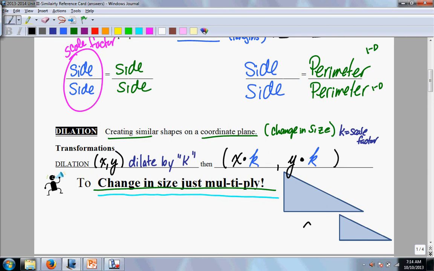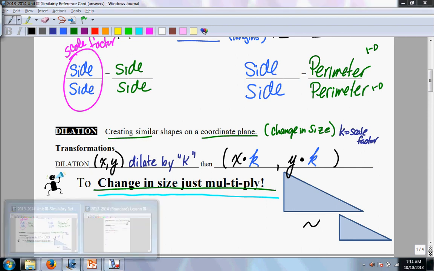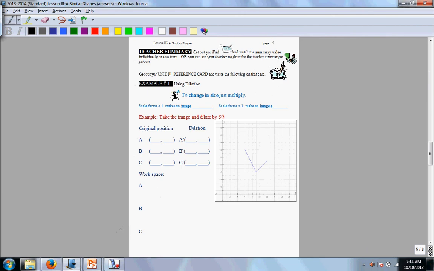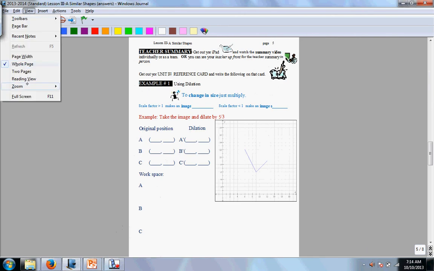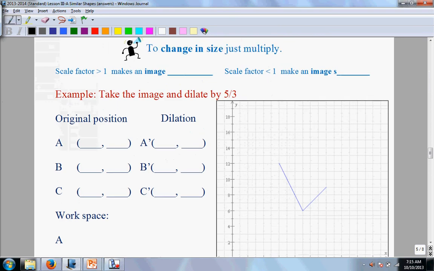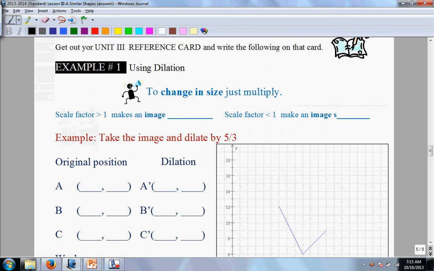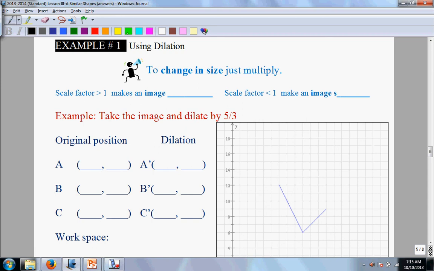So when you dilate, you're going to end up with similar shapes. Let's do an example together. Go to your teacher example in your notes today. So here we are. We're going to use dilation, example 1, to change in size and multiply. And your scale factor, that's that factor k. If it is greater than 1, we're going to make an image larger.